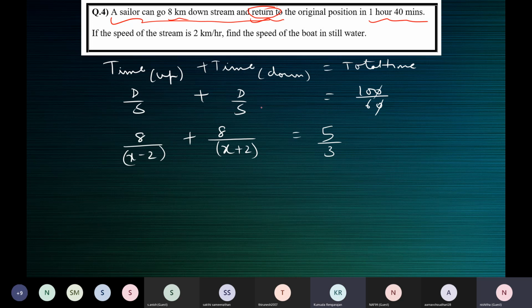So time is distance by speed. Distance is 8 in both the cases. Speed is, if the speed of the boat is x, boat plus water, boat minus water. Boat plus water is downstream. Boat minus water, the speed of the boat minus the speed of the water, or stream. Stream is water, the current. We'll have to solve this and find the value of x.